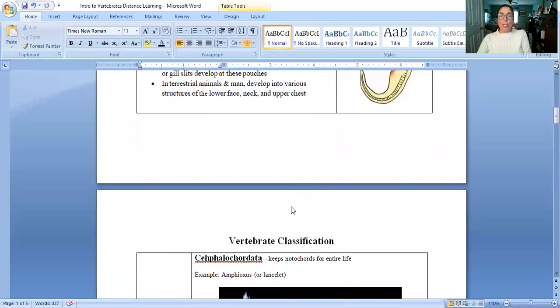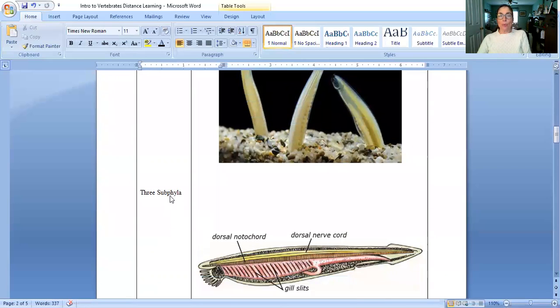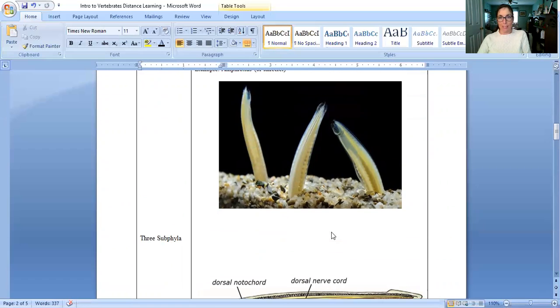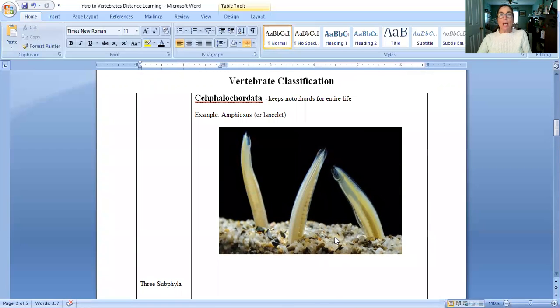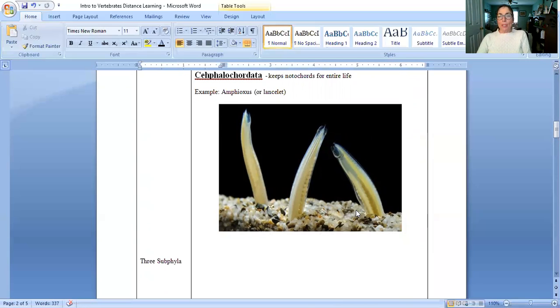And so we're going to talk now about the 3 subphyla of the phylum Chordata, which I've referred to some but haven't gotten specific about. The first subphylum that we're going to talk about is the subphylum Cephalochordata, and these are the chordates that keep their notochord for their entire life. And the classic example of them is this little animal called a lancelet or an amphioxus. 3 of them are shown here, with part of their body burrowed in the sand.